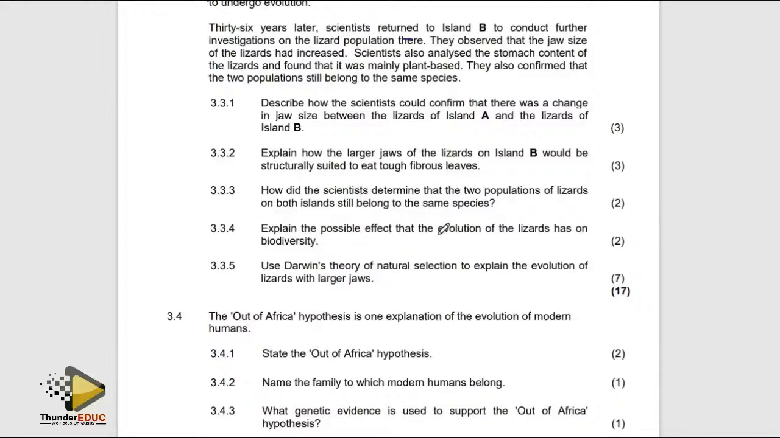Explain the possible effect that evolution of the lizards has on the biodiversity. Here, it can increase the biodiversity or it can reduce the biodiversity. So basically, those are the two ways. If it forms a new species, then automatically it has increased the biodiversity. If it takes away an existing species, then it is decreasing the biodiversity. However much is being created, it's decreasing because the other one is no longer existing.